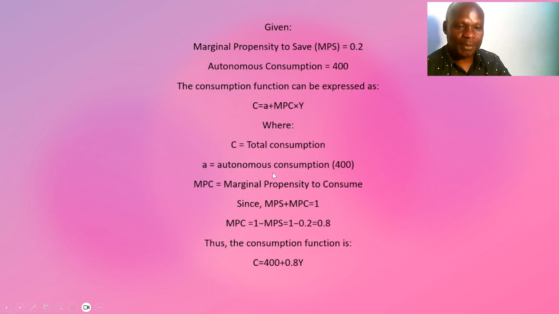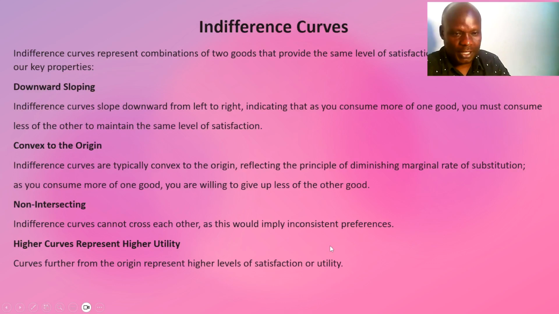Then we can substitute that in our equation. C is the total consumption. A is autonomous consumption, which is 400, and we put it here. Then MPC is 0.8, and we put it here. Y is defined as national income. Thus, the consumption function is given as C = 400 + 0.8Y, where Y is the national income.